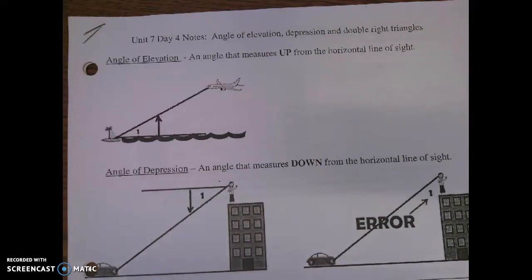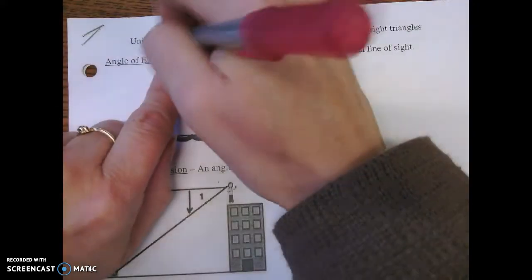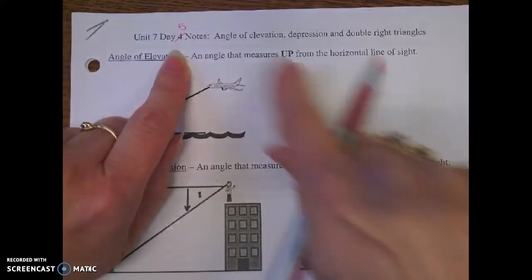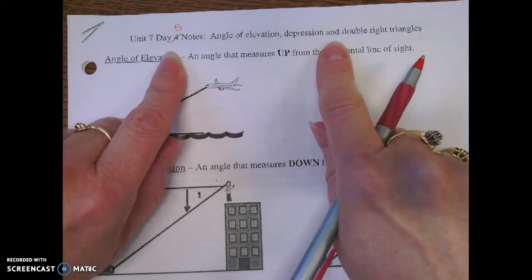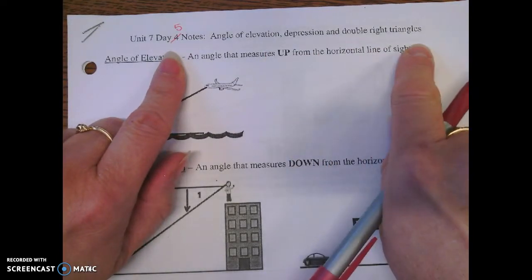Hi everyone. Today we're in Unit 7 and it says Day 4 notes, and we're actually going to change this to be Day 5 notes. So we're going to talk again about angle of elevation and depression and double right triangles.